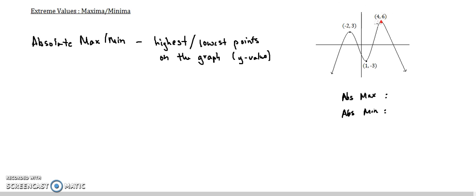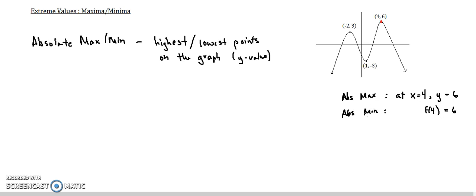So at this point, we know that we have a maximum. So our maximum happens at x equals 4, and the y value is 6. So the way that we write that is we say that f of 4 is equal to 6. 6 is our actual maximum value. Okay, so it happens at 4, but our actual maximum value is 6. So that's the way that we write it.